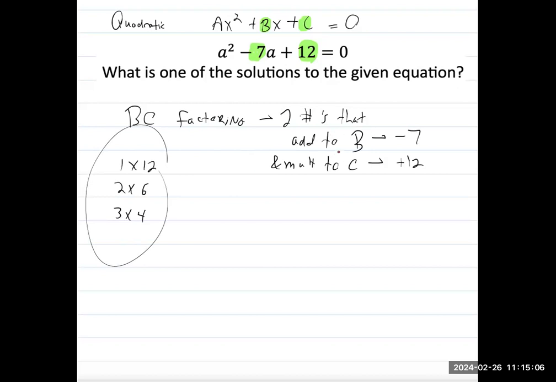If they multiply to a positive, that means that they have the same sign. And then if they add to a negative, that means out of our two numbers that are the same sign, they're both going to be negative. And so which two numbers, both negative, are going to add to -7 and multiply to +12? And that would be -3 and -4.